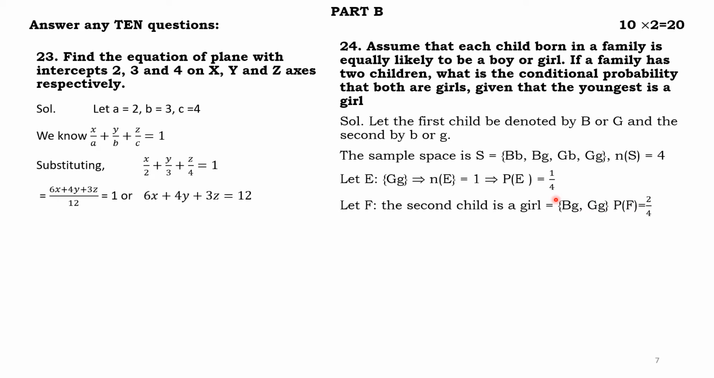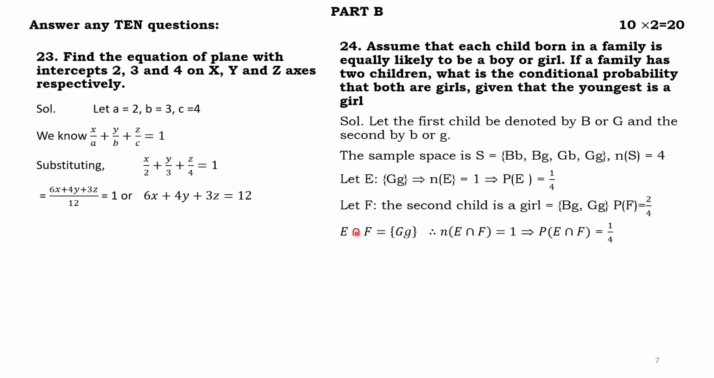Now let us take F, the second event, that the second child is a girl. Given the youngest is a girl means the second child is a girl. So F is equal to capital B, small g and capital G, small g. Second girl is here, second girl is here. So the probability of F is 2, and the total sample space is 4, so it is 2 by 4.